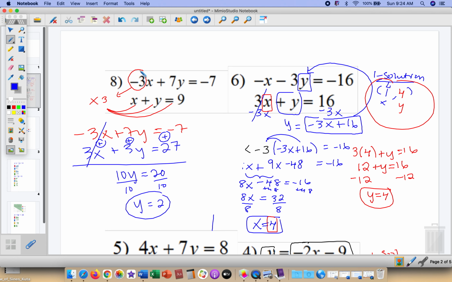And then you could go back to either equation, plug in 2 for y, and solve for x. So I'm going to go to the bottom one. X plus substitute 2 for y is equal to 9. Subtract 2 from both sides, so we have x is 7. So these lines cross at 7, comma 2. So we did this in the beginning using substitution, and now we're practicing elimination.